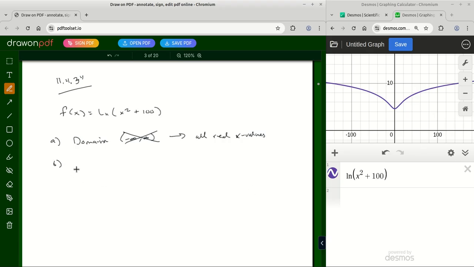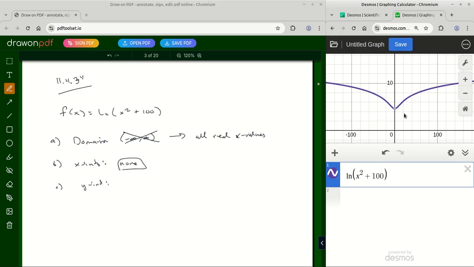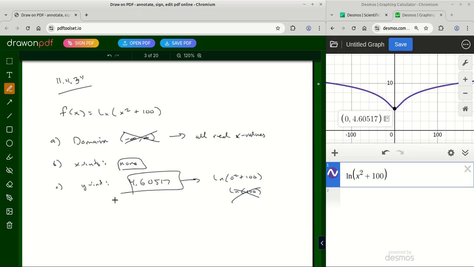Okay. X intercepts. So when is it ever crossing down here? None. Part C says find the y-intercept. It's this guy right here. Did you see it? 4.60517. And I knew they're going to want the exact answer. So you plug a 0 in, you still got 100, so you got ln of 100. And they don't want that. They want the decimal. Oh, so annoying.